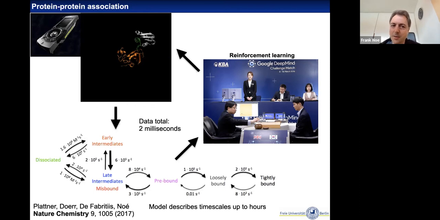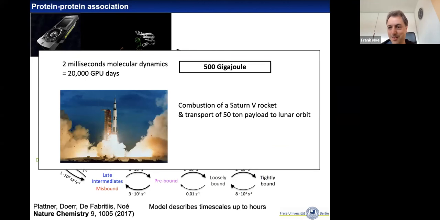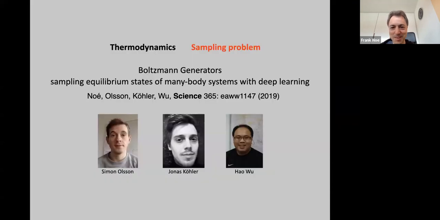And then we can actually collect 2 milliseconds of total simulation data, which is a lot, but it's feasible, and get a full kinetic map of the binding unbinding dynamics, from which we can compute binding free energies and the binding mechanism and other things. So that is feasible, but it's still, of course, expensive, and the cost of this is comparable to what you need to launch a Saturn V rocket and deliver a payload to the moon.